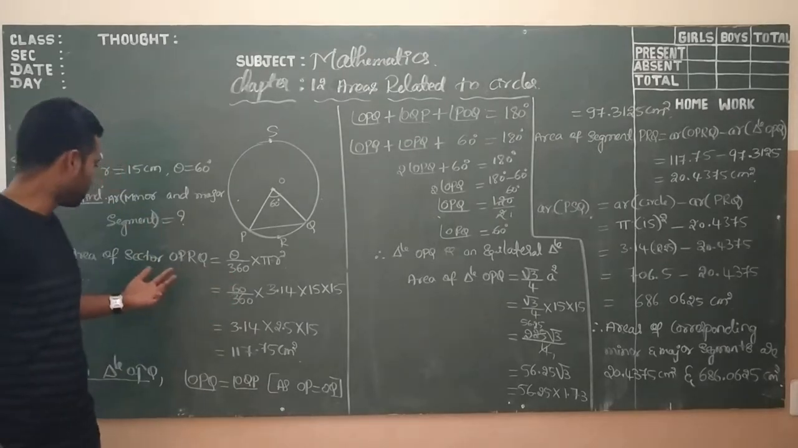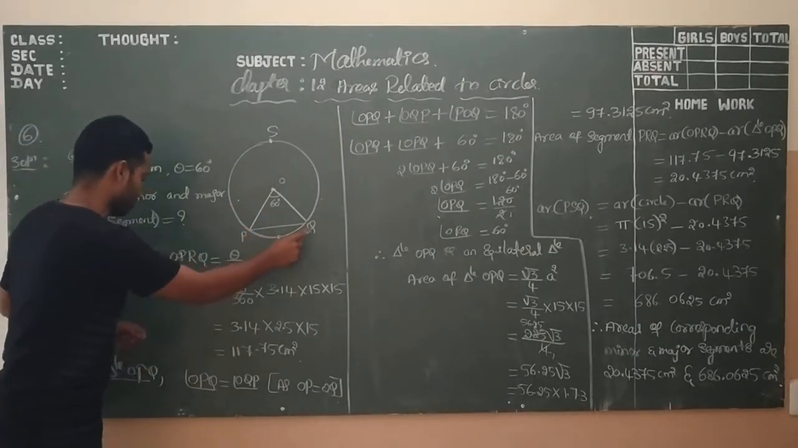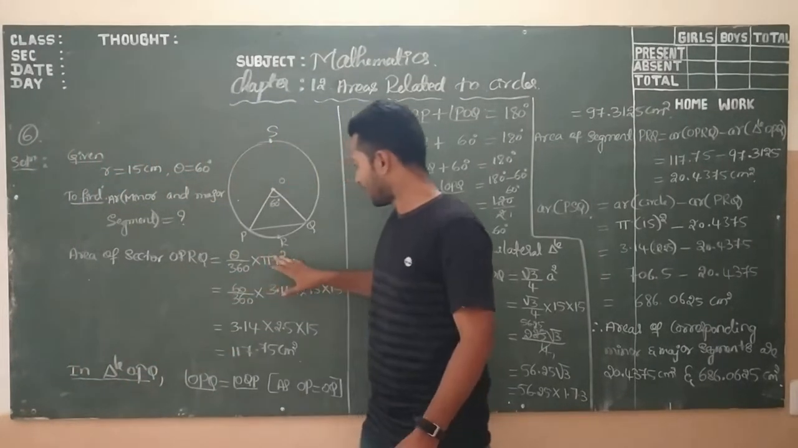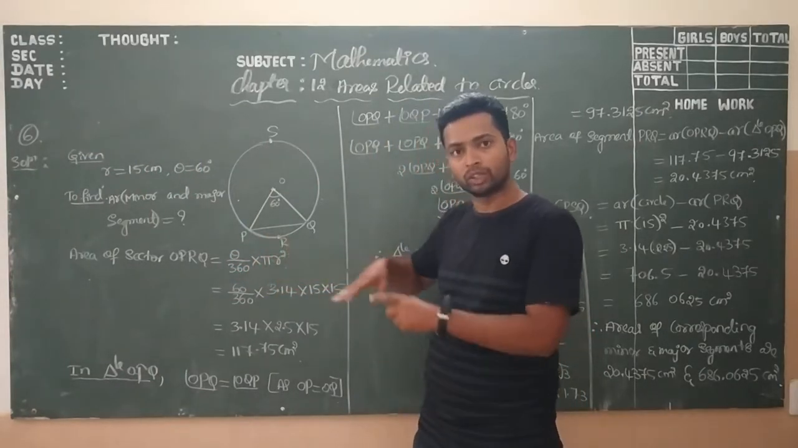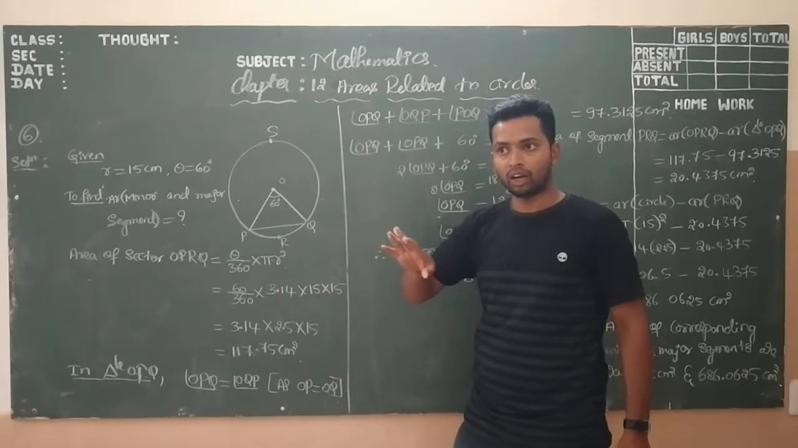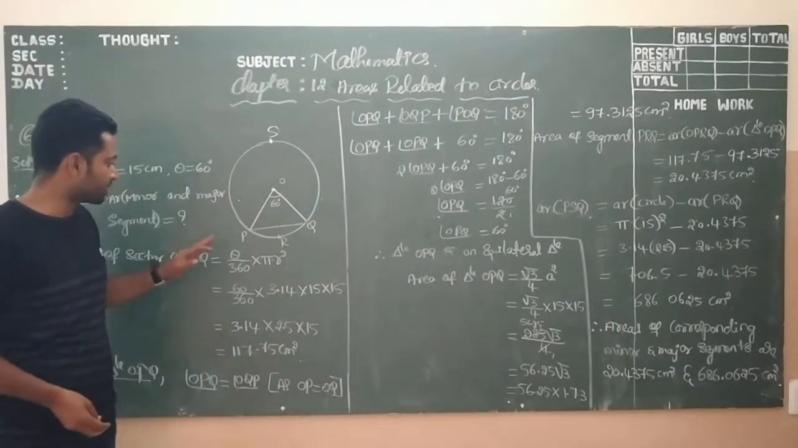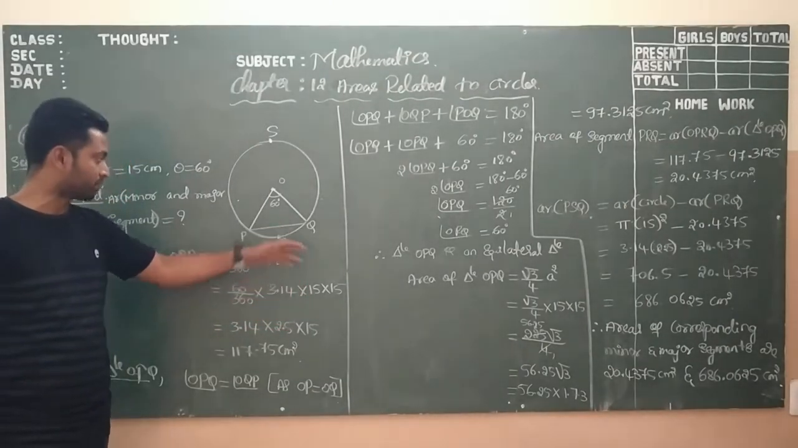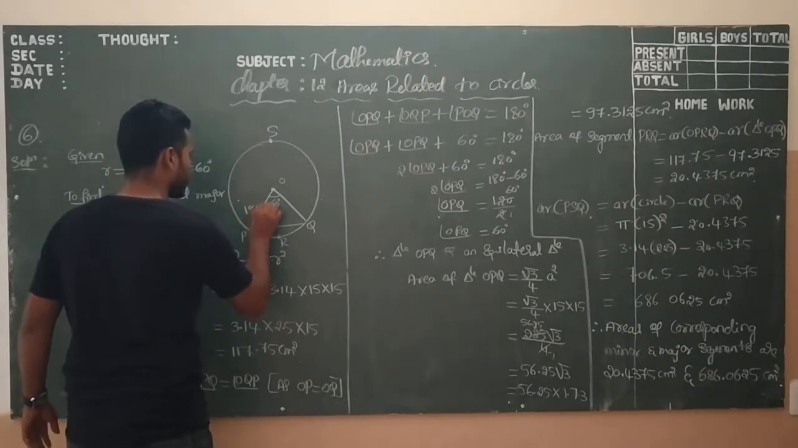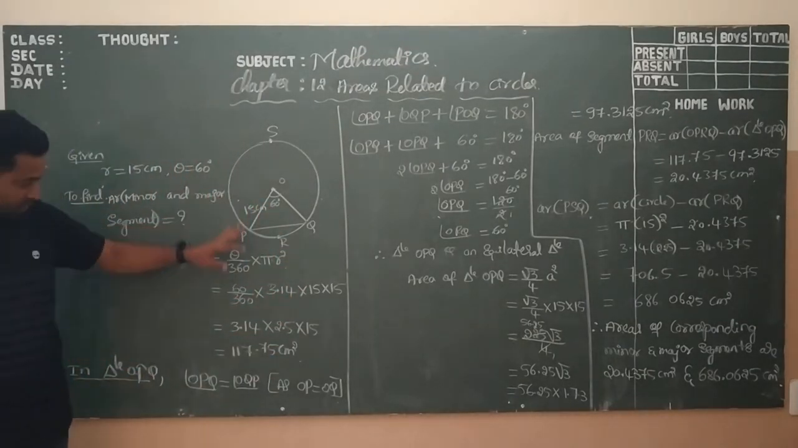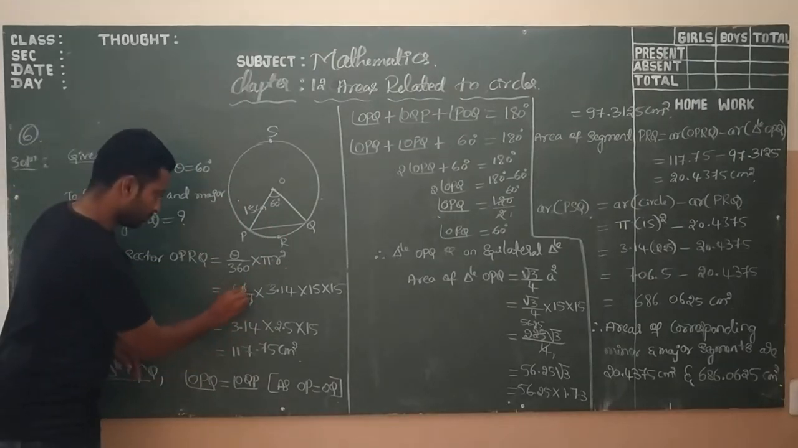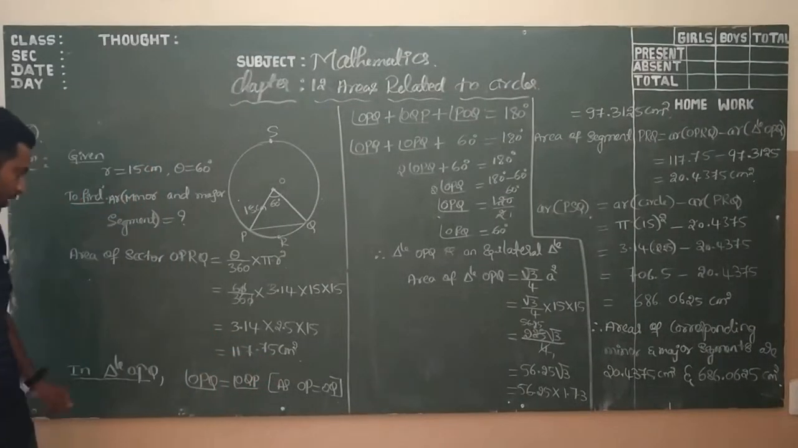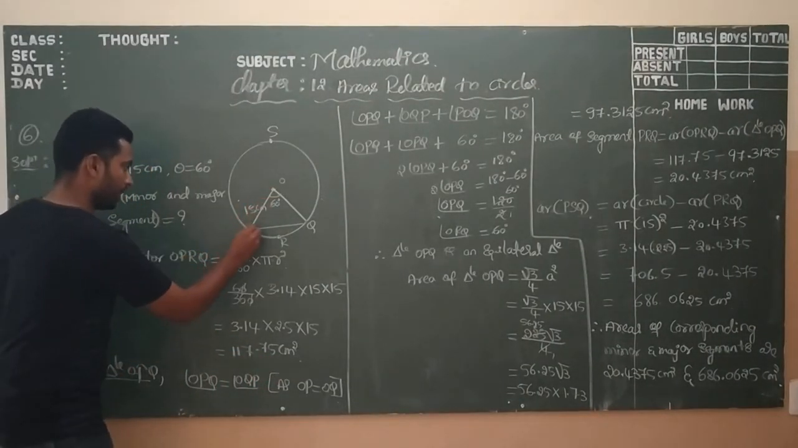Okay, so area of sector OPRQ. By our formula, it is theta by 360 into pi r square. Here we are using the value of pi as 3.14. So theta is 60 degrees, so 60 by 360 into 3.14 into the radius, which is 15 centimeter, squared. By simplification we get 117.75 centimeter square. This is the area of the sector OPRQ.